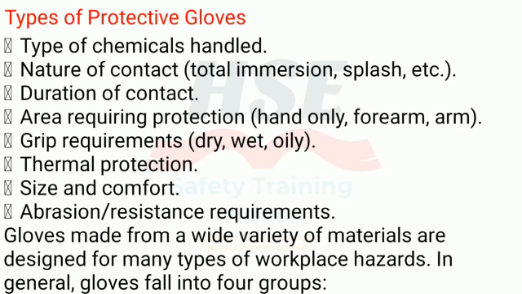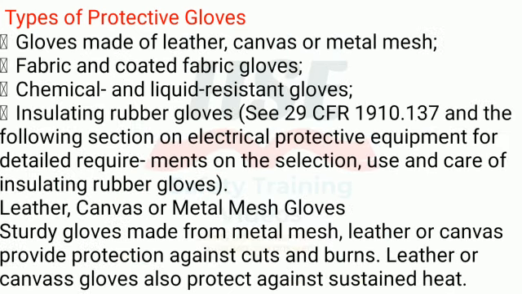In general, gloves fall into 4 groups. Gloves made of leather, canvas or metal mesh. Fabric and coated fabric gloves. Chemical and liquid resistant gloves. Insulating rubber gloves. See 29 CFR 1910.137 and the following section on electrical protective equipment for detailed requirements on the selection, use and care of insulating rubber gloves. Leather, canvas or metal mesh gloves.